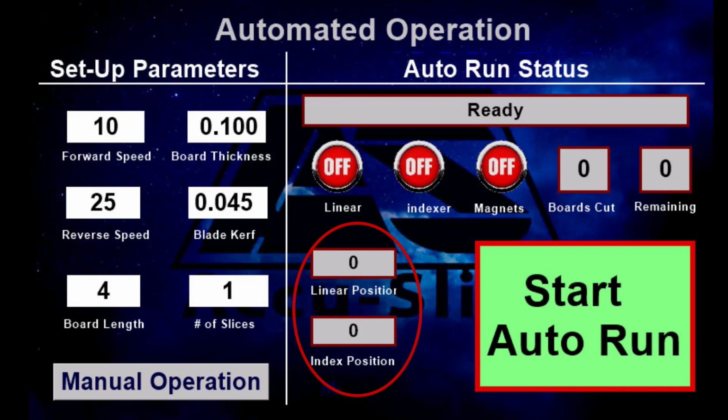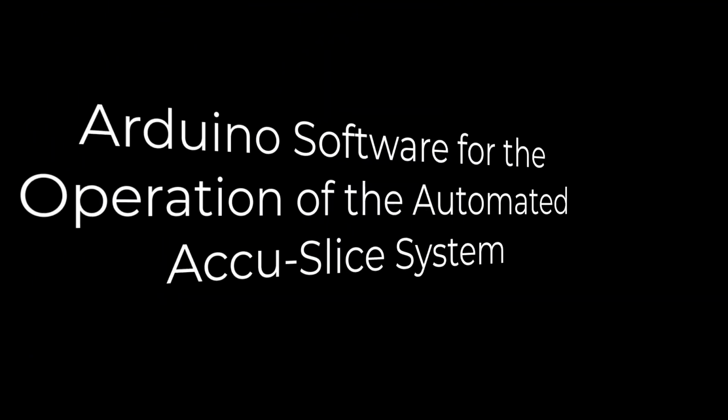These fields are only updated at the end of the cuts and not during the actual cutting, due to the limitations of the Arduino software. In addition to these fields, we also have a mechanical emergency stop button and a pause button, which will both be incorporated into the electronics console as separate buttons.